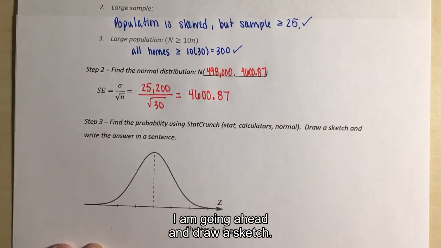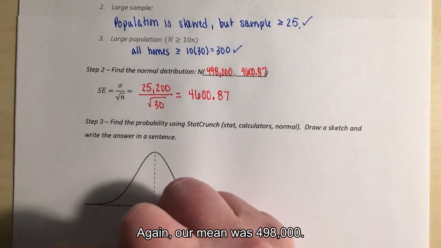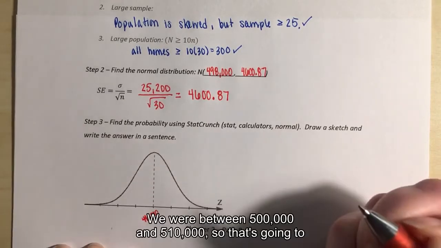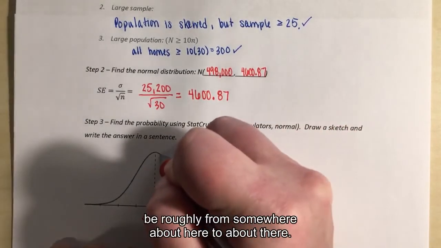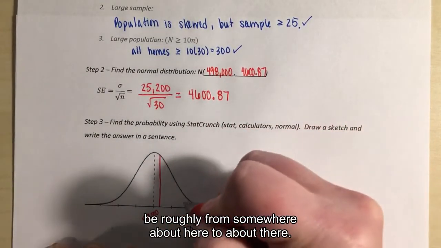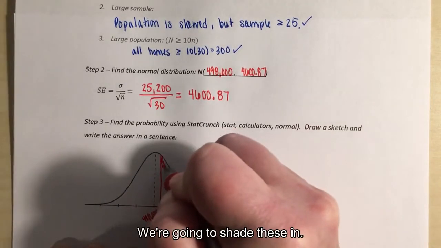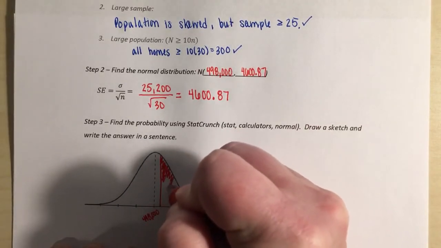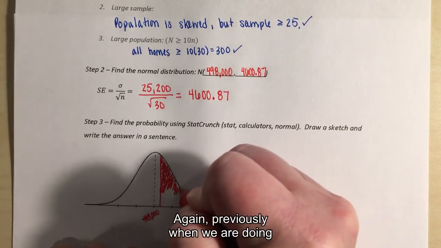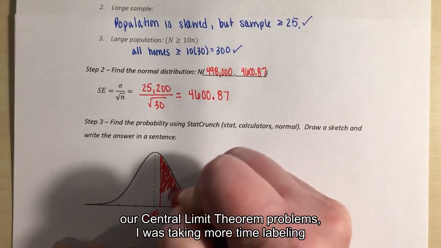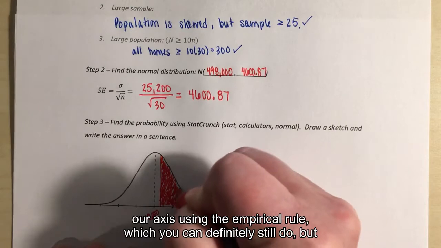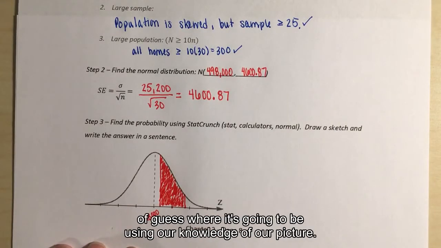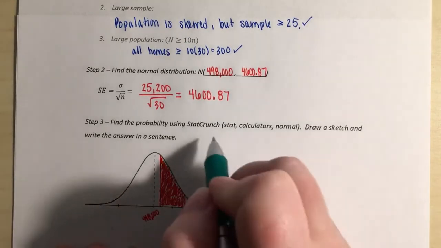I am going to go ahead and draw a sketch. So again, our mean was 498,000. We were between 500,000 and 510,000. So that's going to be roughly from somewhere about here to about there. We're going to shade these in. Previously, when we were doing our central limit theorem problems, I was taking more time labeling our axes using the empirical rule, which you can definitely still do, but it's not really necessary at this point if we can kind of guess where it's going to be using our knowledge of our picture. All right, so we're going to StatCrunch.